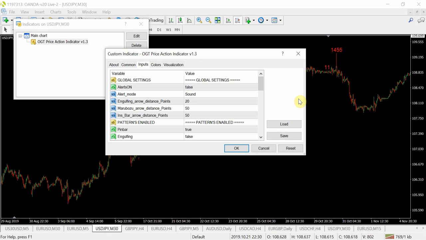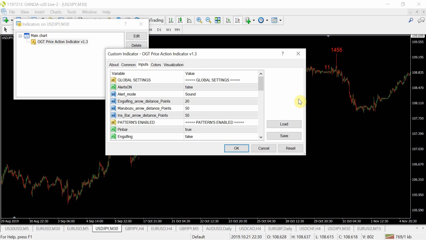The best settings for the OGT Price Action Indicator. Now this is probably the most common question that I get asked: what are the best settings for the OGT Price Action Indicator? So in this video I'm going to go through my opinion of how I trade, the settings I use, for the pin bar. Now I know a lot of you use the engulfing, the marubozu, the inside bar, and all the other patterns that are available inside the indicator, and I'll be doing future videos on that, but the most common one I get is the pin bar.